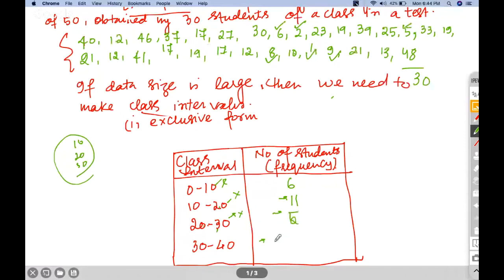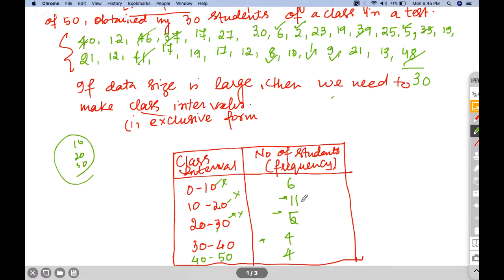No, there are a few numbers more than 40 also. So I'll have 40 to 50 also, because the number is still 50. So this is 5. 30 to 40, I will have 1 here and 2 here, 3 here, and 4 here. So 4 numbers between 30 to 40. 40 to 50, I have 1, 2, 3, and 4. So 40 to 50, I have 4 numbers.